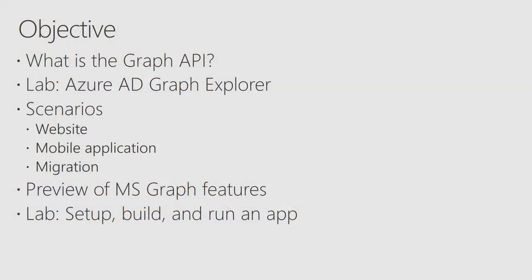So this is a quick summary. We start with what is the Graph API. Right away, I want to try and give you a quick preview of actually interacting with the Graph. So we have a lab at the beginning, and then we go into some scenarios where I'll back up a little bit and talk at a high level about the scenarios where you'd use Graph. Then we have a preview of what's coming, and then we have a lab at the end, which I'm not expecting that we're going to have time to do entirely, but at least I want to get you started on it and explain where it will take you so that you have it in hand and can at least get through the first couple steps and understand how to build an app that accesses Graph.